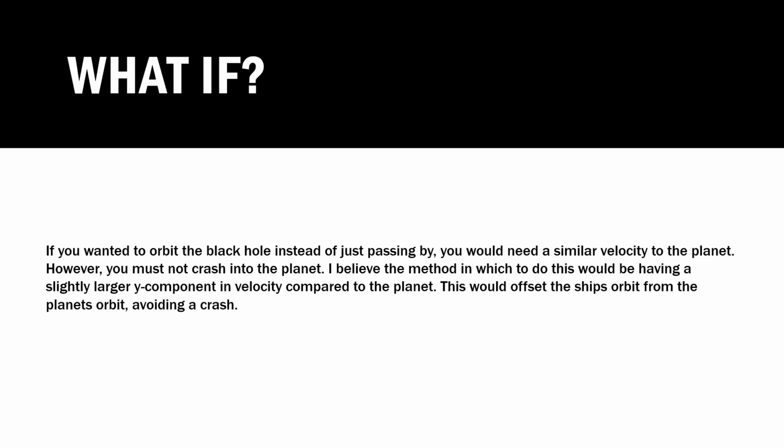In the second part, if we wanted to orbit the black hole rather than just passing by it, but not crash into the planet, we would need to have a similar velocity to the planet, but changing the y component. If we have a similar velocity to the planet, we would be able to orbit just as the planet does. But by slightly changing the y component, we would have a slightly different orbit and therefore avoid crashing into the planet.